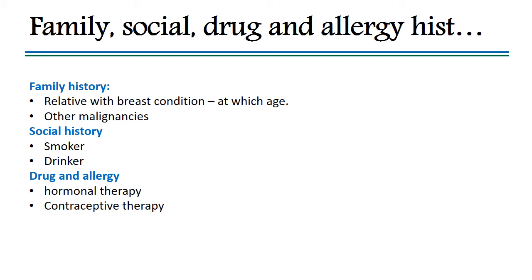The social history, most of our females are not smokers or drinkers, but you can ask about smoking these days because the number of females who are smoking is increasing. So you can just ask about smoking. And drug and allergy. In the drug history, it's important to ask about hormonal therapy or contraceptive pills, because we said that most of the breast conditions are related to the hormonal influence on the breast tissue.